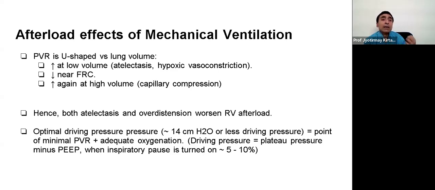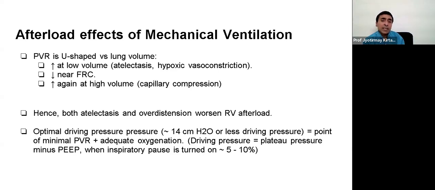Now you try to achieve a high tidal volume. You give a lot of PEEP. You give an ideal tidal volume to maintain the normal carbon dioxide. So what happened? The pulmonary vessels will be squished and squashed, and the pulmonary vascular resistance would go up because of the capillary compression. So you see, if you are ventilating at very low tidal volume, atelectasis will be caused, hypoxic vasoconstriction will happen, PVR will go up. You go near the FRC, things are fine. VQ matching is also good. You overdistend these things, you will worsen the RV afterload. So there lies the question of what is the optimum driving pressure.